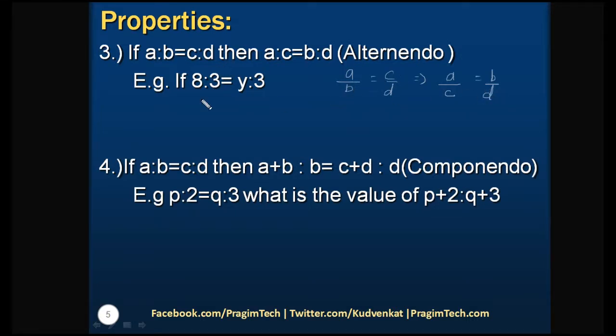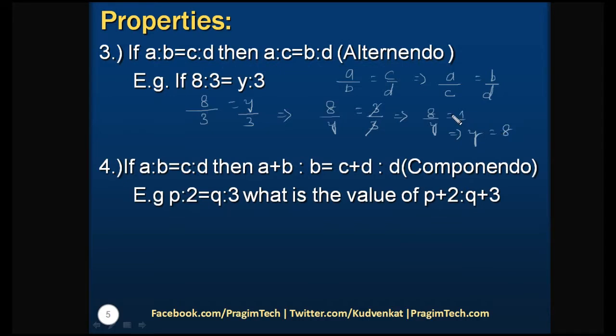So let's take one example. If 8 is to 3 is equals to Y is to 3. That is, 8 by 3 is equals to Y by 3, right? So which implies, according to this, 8 by Y will be equals to 3 divided by 3. Or we can cancel out these two, which implies 8 by Y is equals to 1. Or we can say that Y is equals to 8.